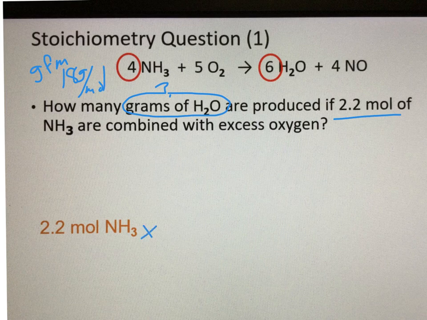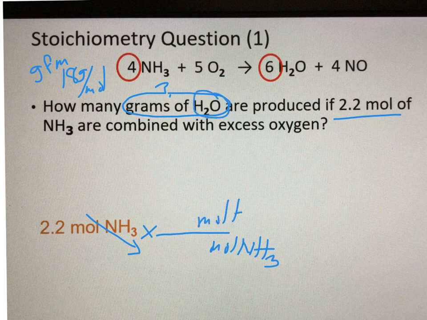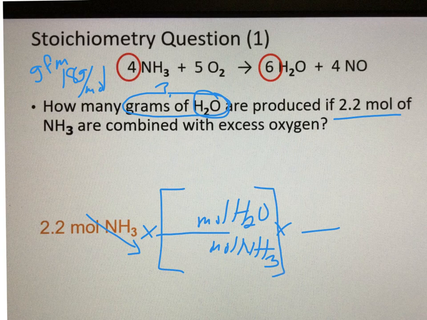All right, so you always do your little railroad tracks. Whatever unit is here, it will always go at the bottom. So you have mole of NH3, and you're trying to go from NH3 to H2O. So we're going to find the mole of water. Now remember, these numbers always come from your coefficients. So your mole for water is 6, and your mole for NH3 is 4. All right, and this cancels off your NH3, and now we have the water that we want, but it's in moles.